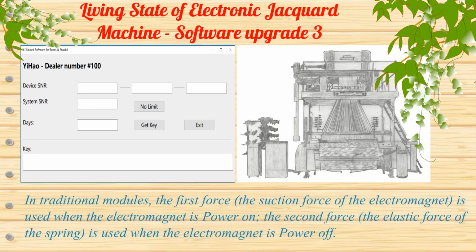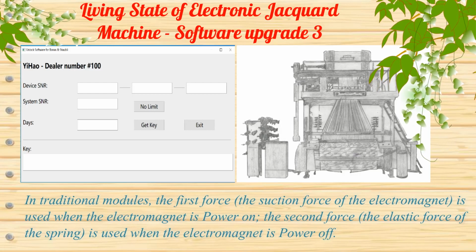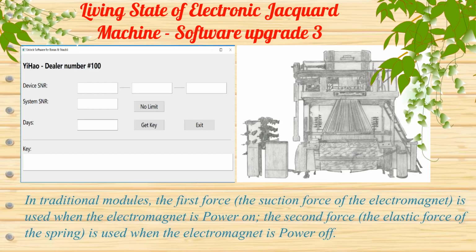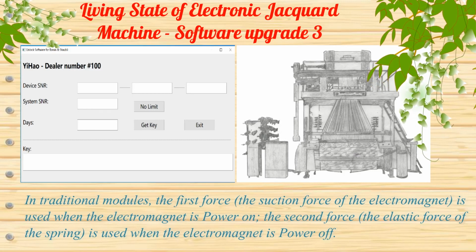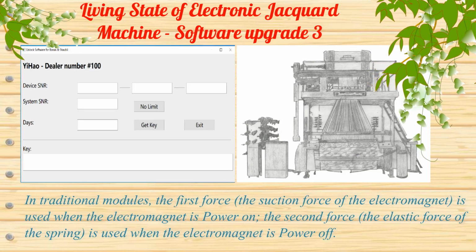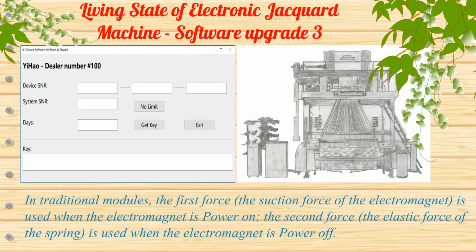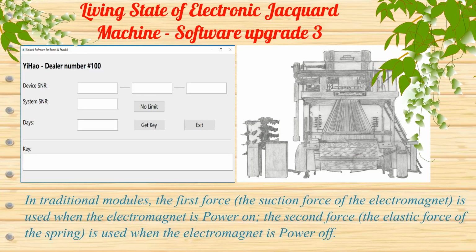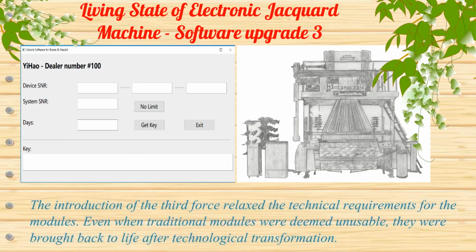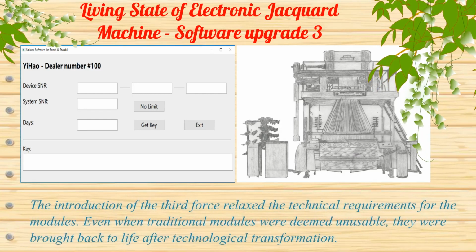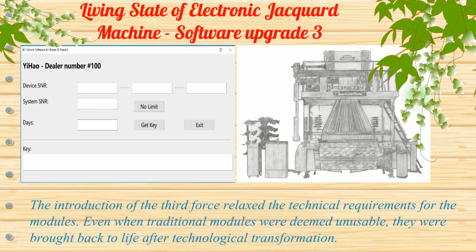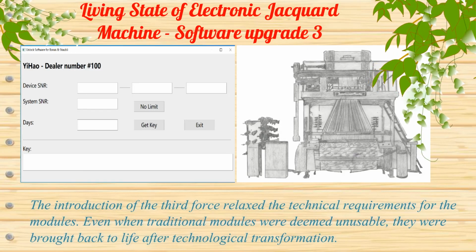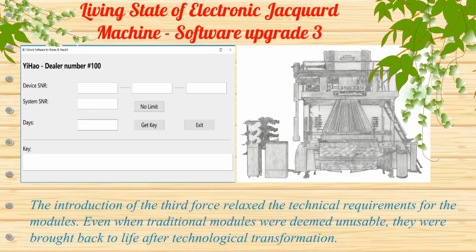In traditional modules, the first force, the suction force of the electromagnet, is used when the electromagnet is power on. The second force, the elastic force of the spring, is used when the electromagnet is power off. The introduction of the third force relaxed the technical requirements for the modules. Even when traditional modules were deemed unusable, they were brought back to life after technological transformation.